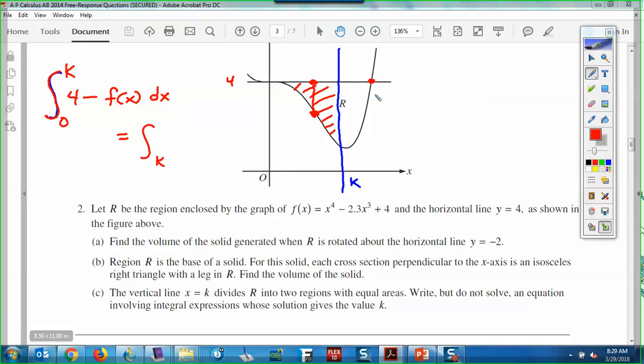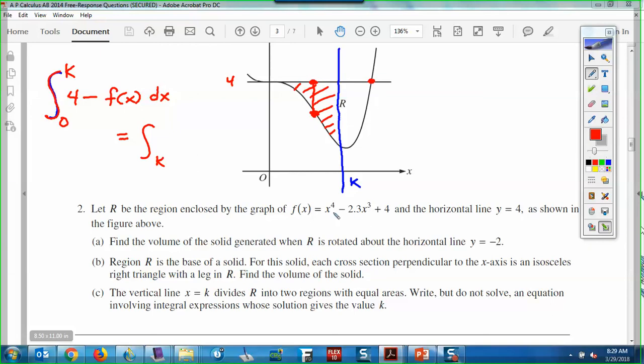to do? And this happens often on the AP test. You have to find this intersection point, don't you? So how are you going to do that? Not plug in a 4 for y. Yeah, you're going to set this equal to 4.